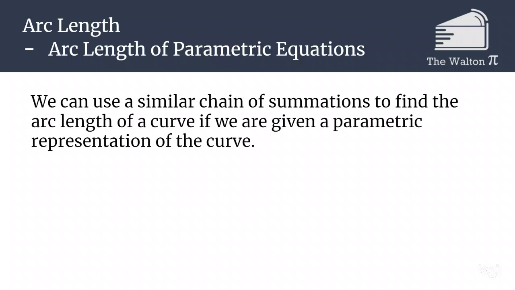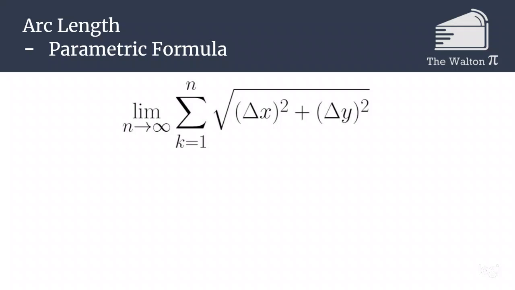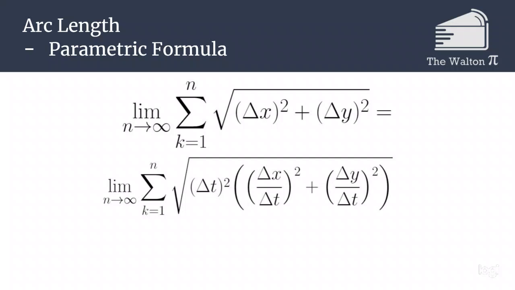Let's do a similar chain of summations to what we were doing with our standard arc length formula to find the arc length of a curve if we are given it in parametric representation. We're going to start off at the same starting point. We have the limit as n goes to infinity of the sum from k equals 1 to n of the square root of delta x squared plus delta y squared. This time, however, instead of pulling out a delta x squared from everything, we're going to pull out a delta t squared, since x and y are both going to be functions of some other variable, let's call it t.